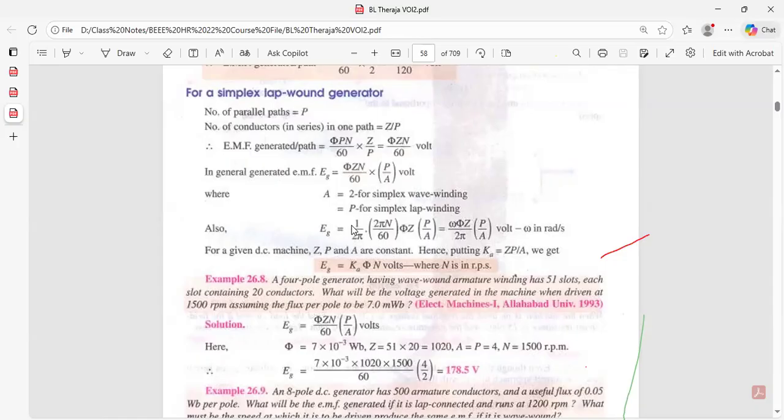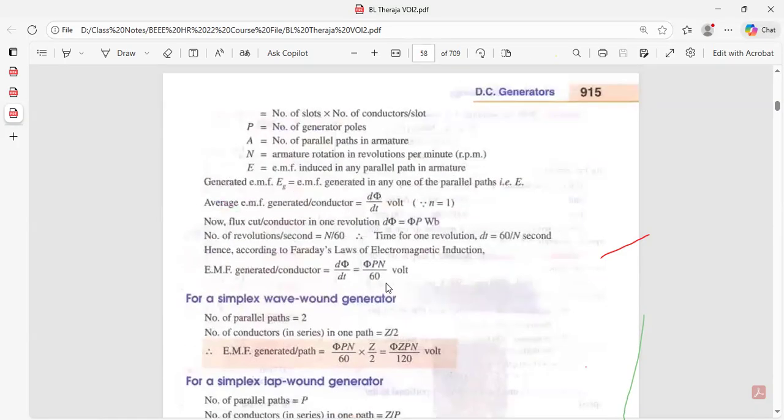Could you please repeat after multiplying with Z? Okay. This is the EMF equation for one conductor. If you want the total number of conductors, we are multiplying with Z. The entire equation on the right side, we are multiplying with Z. And we are dividing with A, the number of parallel paths. Why are we dividing with the number of parallel paths? EMF voltage is developed for every parallel path.